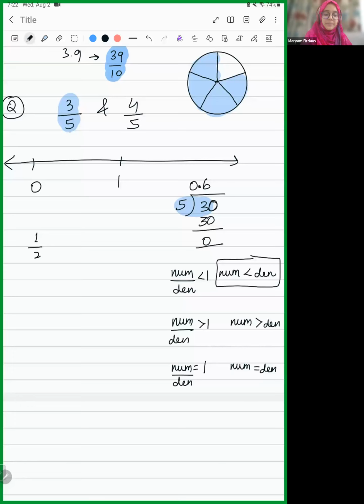Less than 1. 4 by 5 is? Less than 1. 7 by 5 is? Greater than 1. Very good. So 3 by 5 and 4 by 5 will lie between 0 and 1, right?